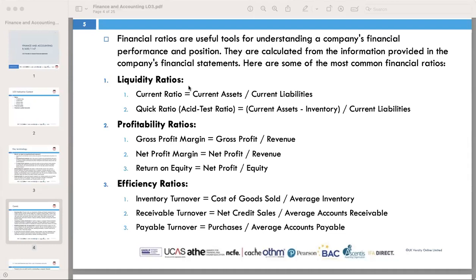Then there is the quick ratio, also known as the acid-test ratio. This ratio measures the company's ability to pay its short-term debts without relying on inventory. It is calculated by subtracting inventory from current assets and then dividing by current liabilities.